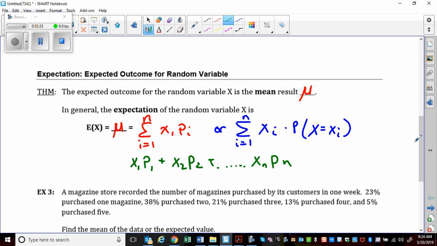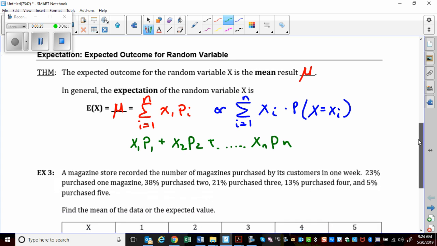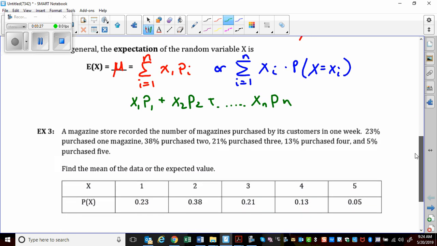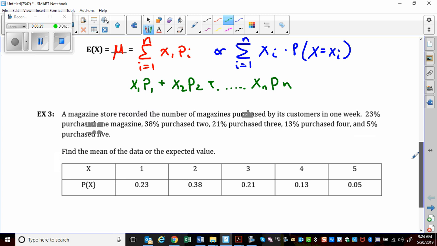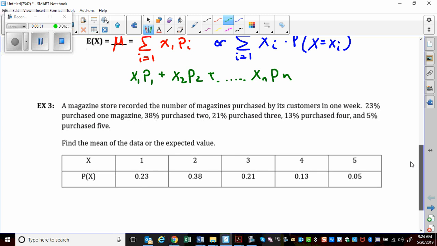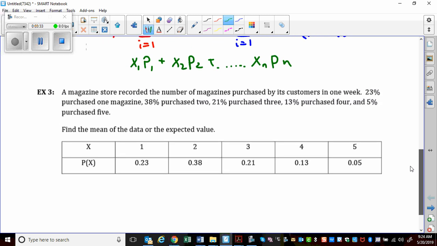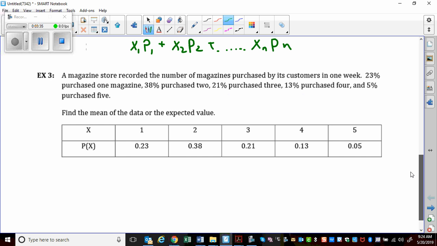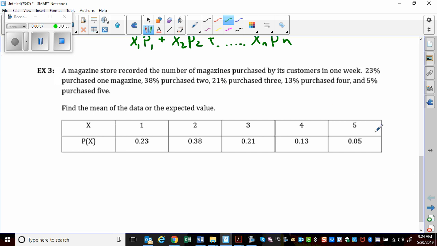A magazine store reported the number of magazines purchased by its customers in 1 week. 23% purchased 1 magazine, 38% purchased 2 magazines, 21% purchased 3, 13% purchased 4, and 5% purchased 5. Find the mean of the data, or the expected value.